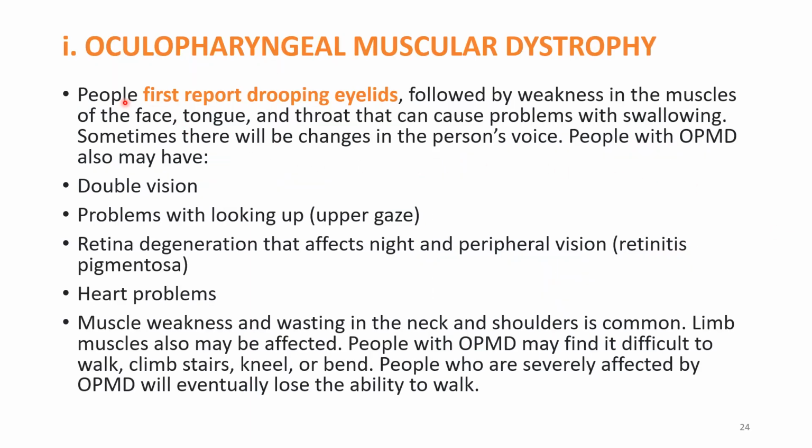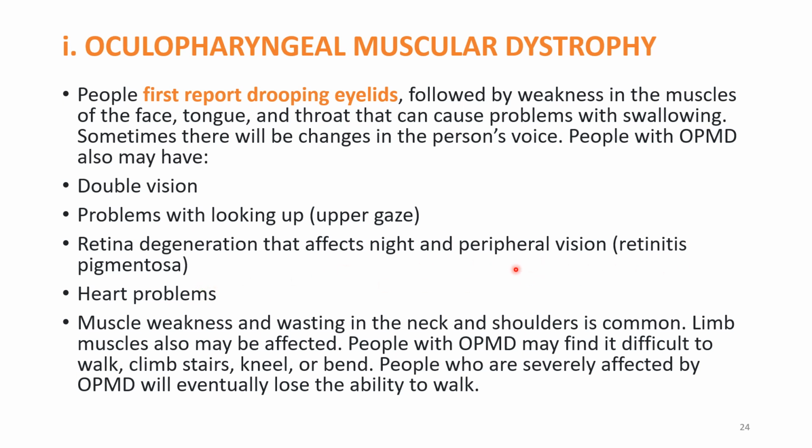Now coming to the next thing, oculopharyngeal muscular dystrophy. The people first report drooping eyelids, followed by weakness in the muscles of the face, tongue, and throat that can cause problems with swallowing. Sometimes there will be changes in the person's voice also. The people with oculopharyngeal muscular dystrophy may also have double vision, problems with looking up, that is upper gaze problems, and retinal degeneration that affects the night vision and peripheral vision.